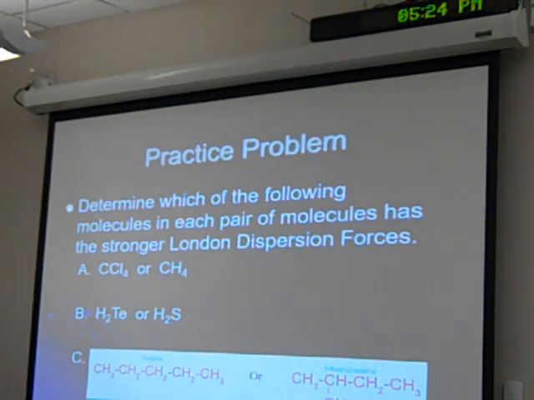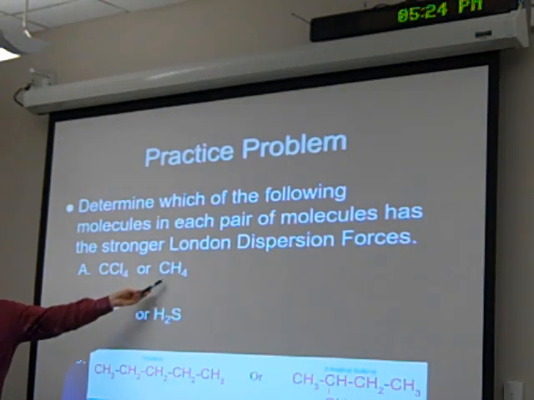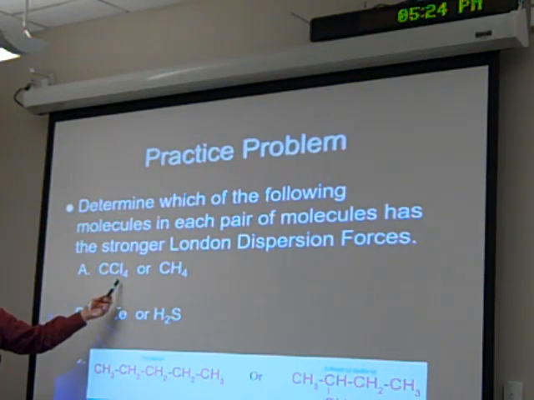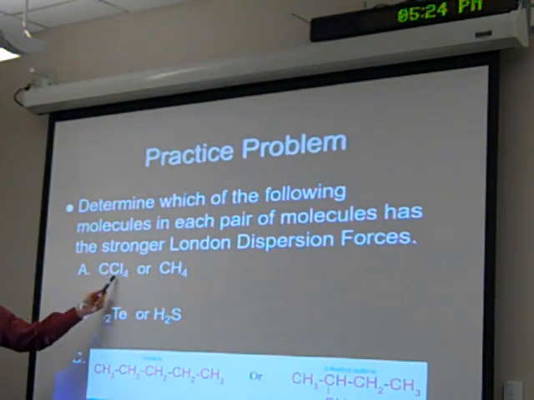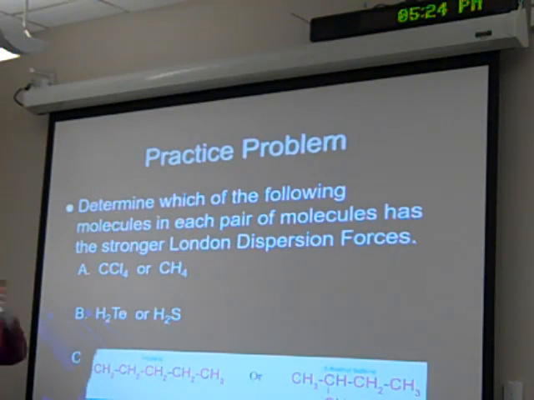So, let's do a couple of practice problems. Of these two, which one would have the greater intermolecular forces? Carbon tetrachloride or methane? CCl4. Yeah, because chlorine is a lot heavier than hydrogen, right? The mass of chlorine on the periodic table is about 35.45, whereas hydrogen is only 1.01. It also has 17 electrons, whereas hydrogen only has 1. So they're much bigger atoms and have much more polarizability.